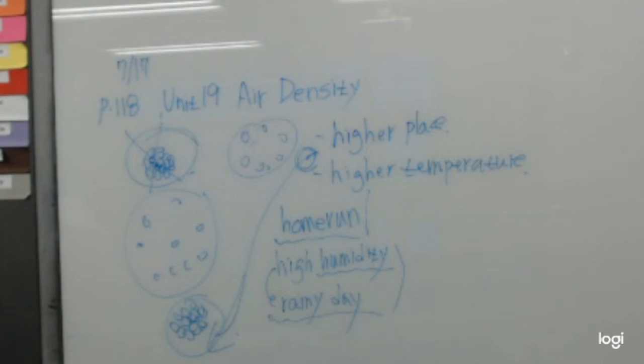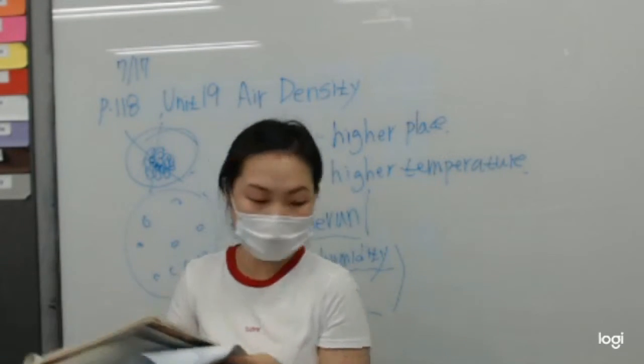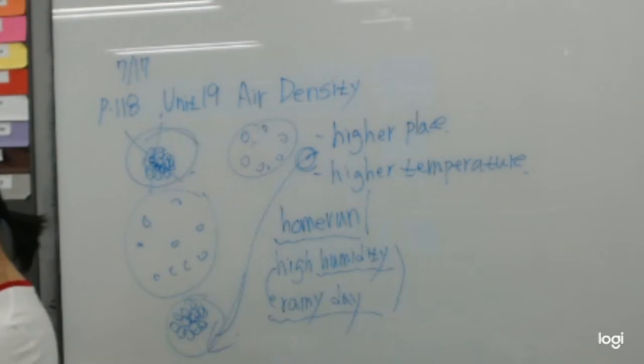And number 2, what effect does high humidity have on air density? Yes, it makes the air have a slightly lower density. Write it in: it makes the air have a slightly lower density. Okay, and move on to the next page.